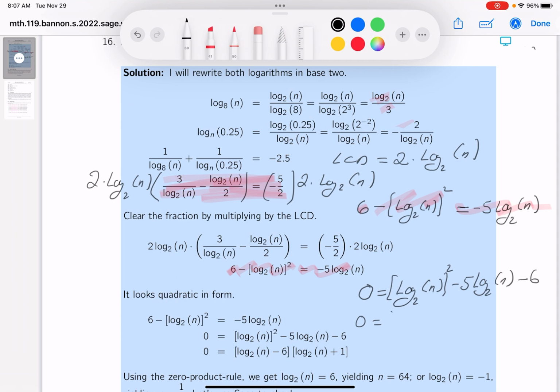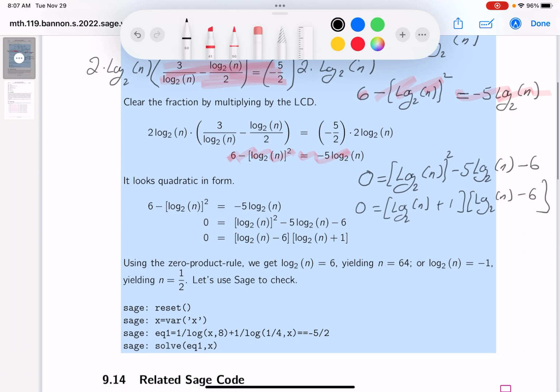And how does that factor? Well, let's write this down. It's going to be log base 2 of n, log base 2 of n. And you've got to get the 6, right? And you get an internal term of 5. So it looks like 6 and 1. So I can say minus 6, plus 1. Well, right now I'm going to use the zero product rule. And what does it say? Log base 2 of n must equal minus 1, or log base 2 of n equals 6.